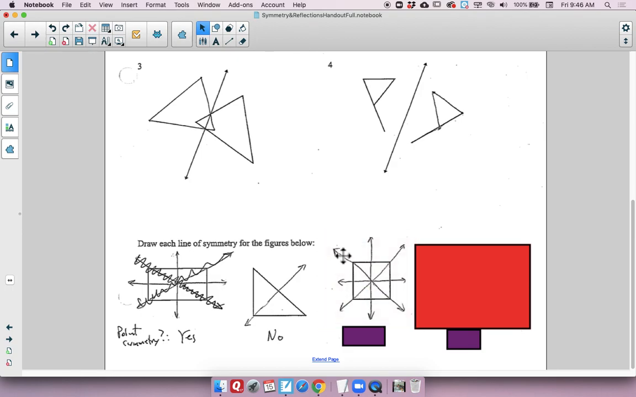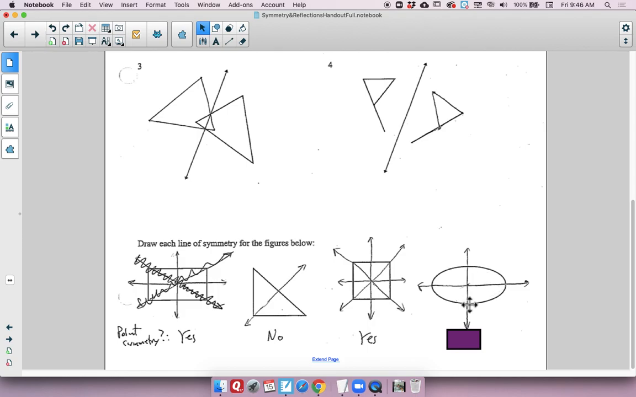So here with the square, hopefully you got all 4 of the lines of symmetry. Is there point symmetry? Yep, sure is. Notice if I pick a point right here, it's going to end up over there. If I pick a point here, it's going to end up over there, staying on the figure. Okay, try the last one.